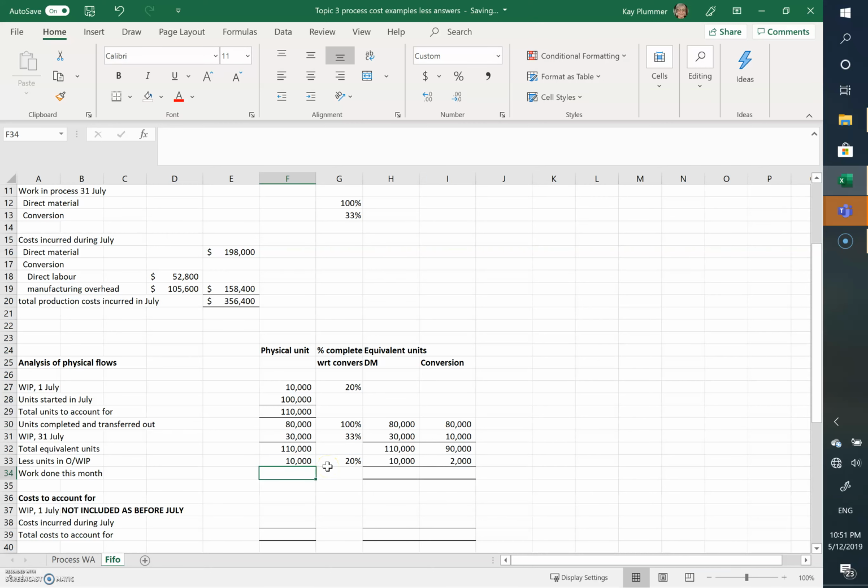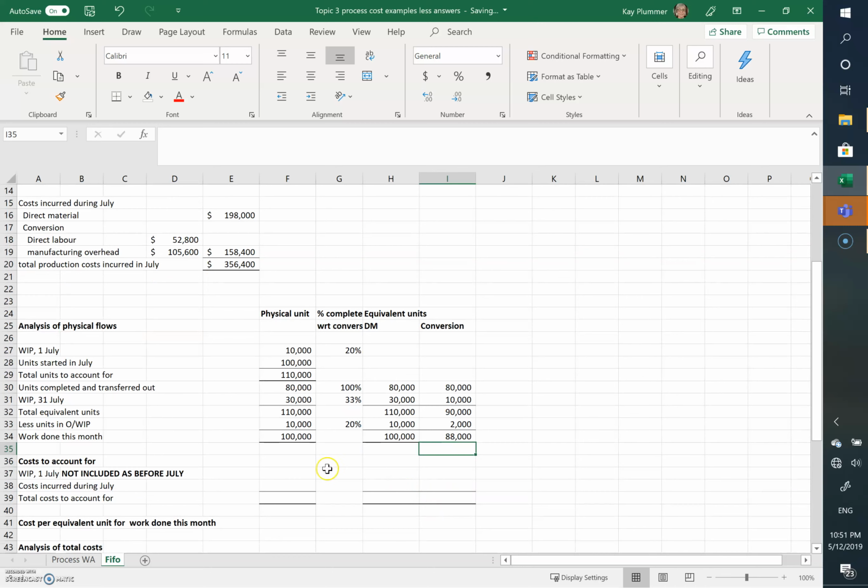So the work done this month was 110 minus the 10 in terms of physical units, but with respect to direct materials, it was the same because they were all there, but with respect to conversion costs, it was 90 minus the 2.